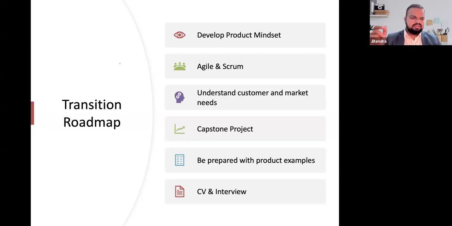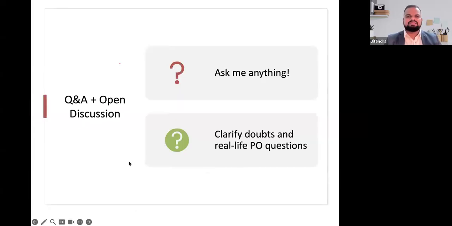Then after having a CV which is ATS friendly, and listing down the question and answer, as I said, limited questions, you just need to work around that only. Once you are able to do it, the next thing is to apply for the job.